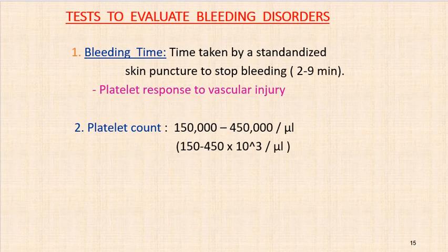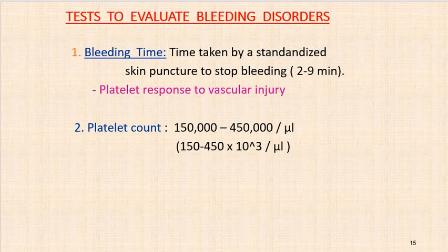There are some tests to evaluate bleeding disorders. While discussing abnormal bleeding or bleeding diathesis, we'll be talking about these tests again and again. So we have to understand these tests. The first one is bleeding time.